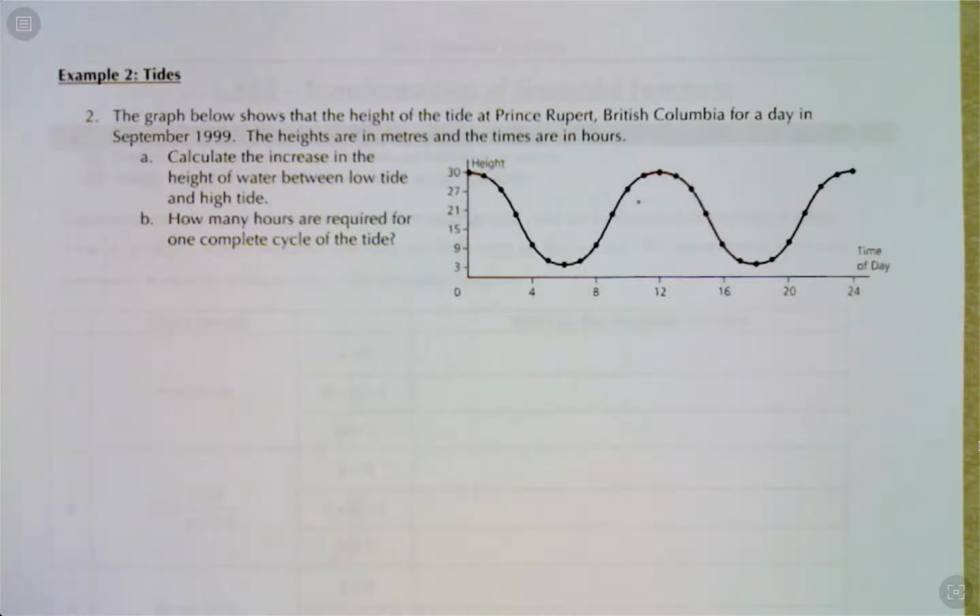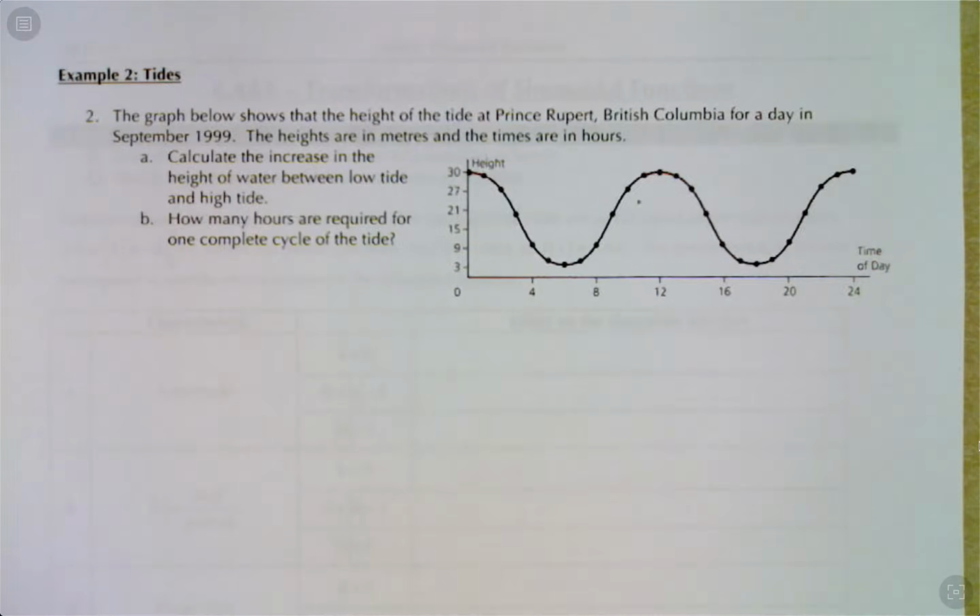Example 2, tides. The graph below shows the height of the tides at Prince Rupert, British Columbia for a day in September 1999. The heights are in meters and the times are in hours. Calculate the increase in height of water between low tide and high tide. So what is this characteristic? Well, this would be like double the amplitude, I guess. So increase in the height between low tide and high tide.